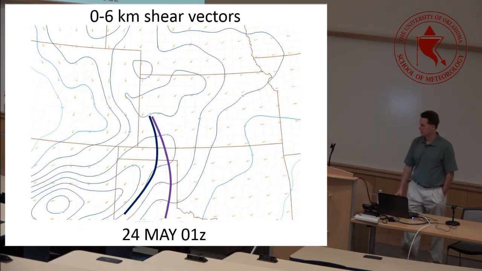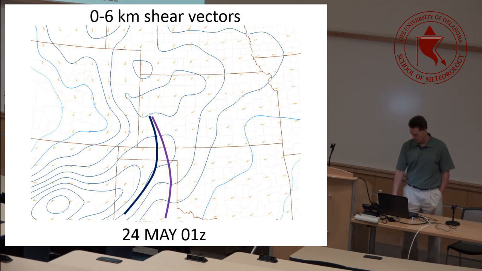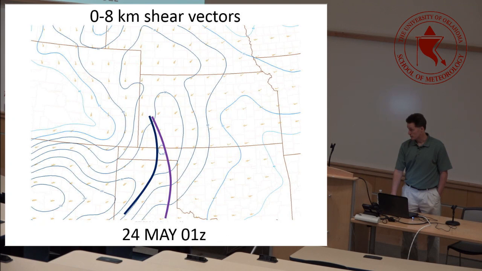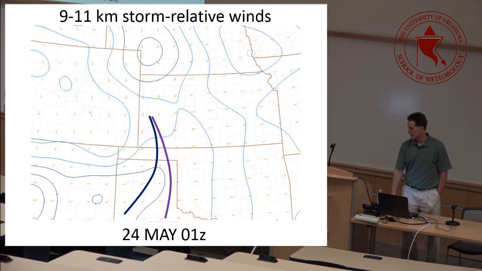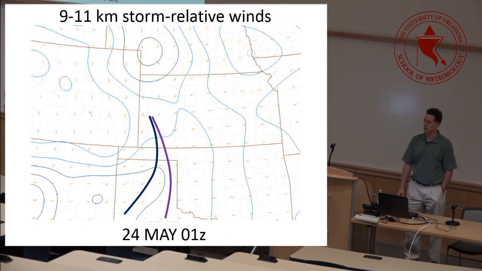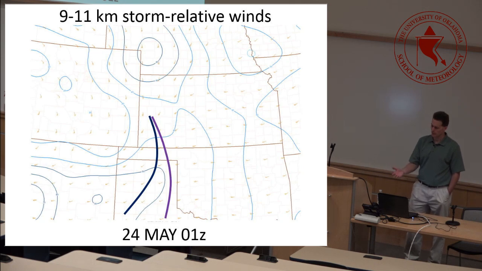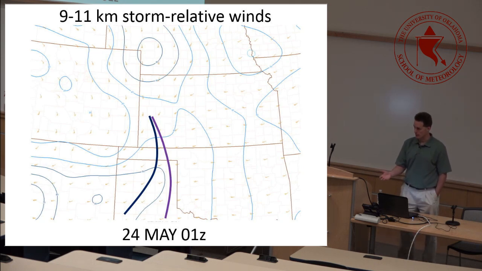Shear vectors actually look more favorable for discrete at this point because it's much more cross-boundary. This is looking at 0 to 6. Again, the angle's probably 75 degrees across the boundary. Not so much on the cold front, but even where the cold front's catching up to the dry line. 0 to 8, same kind of thing. And the storm relative winds, again, mostly out of the west-southwest. So the shear vectors might say discrete, but we've got much stronger low-level forcing for ascent imposing its will on this situation.